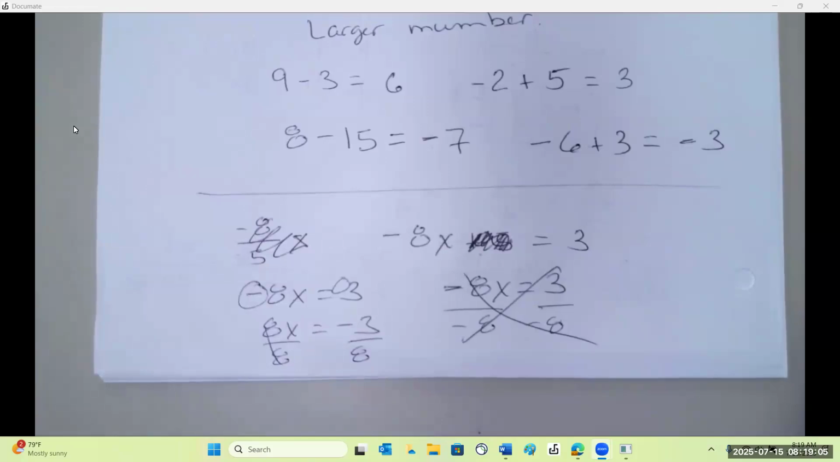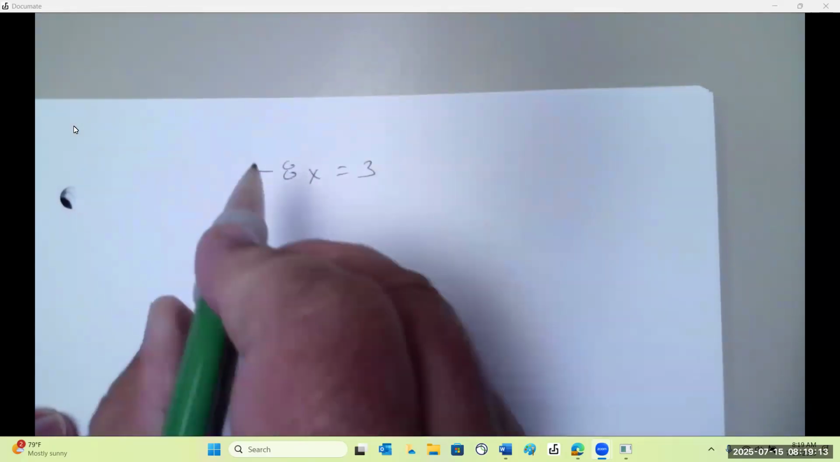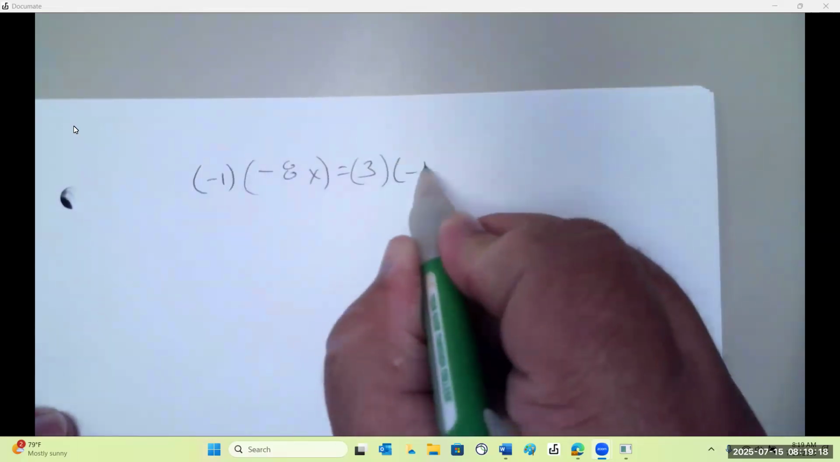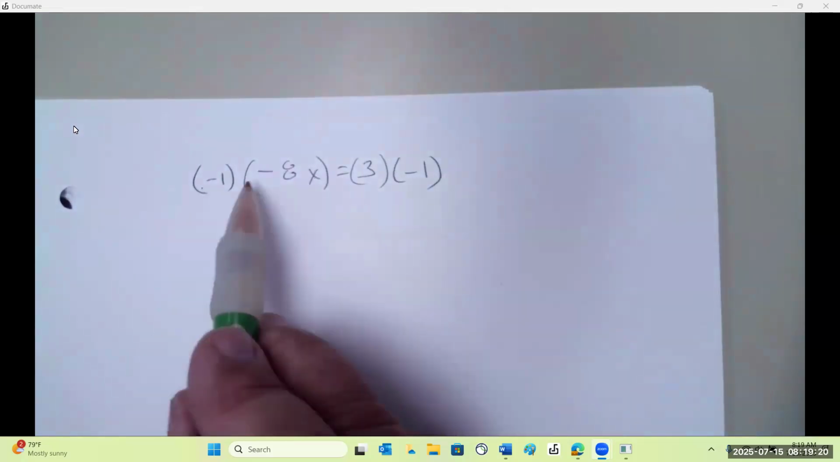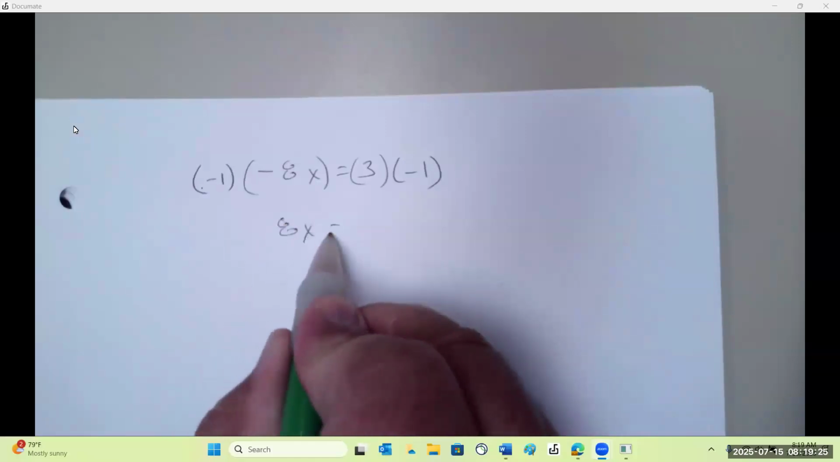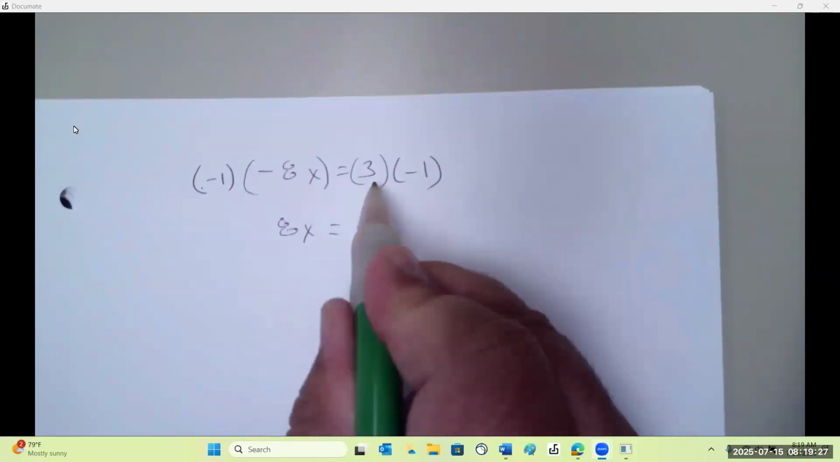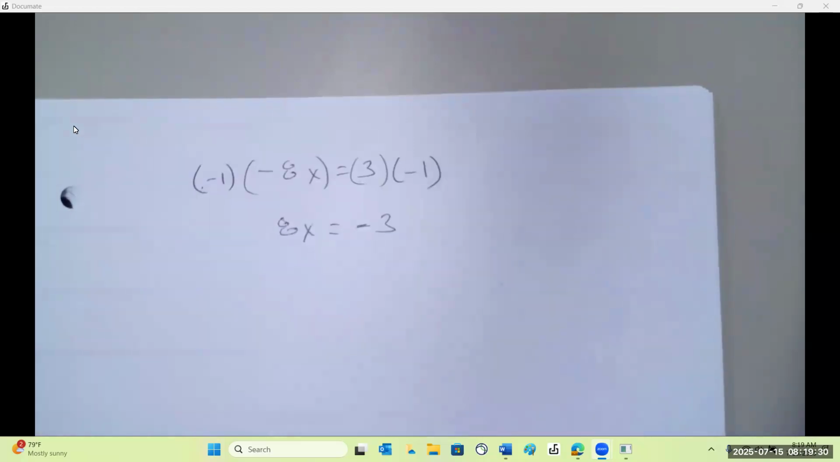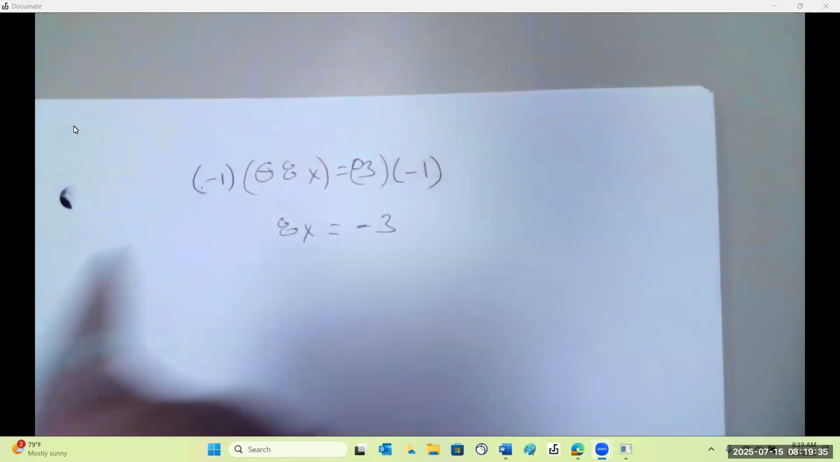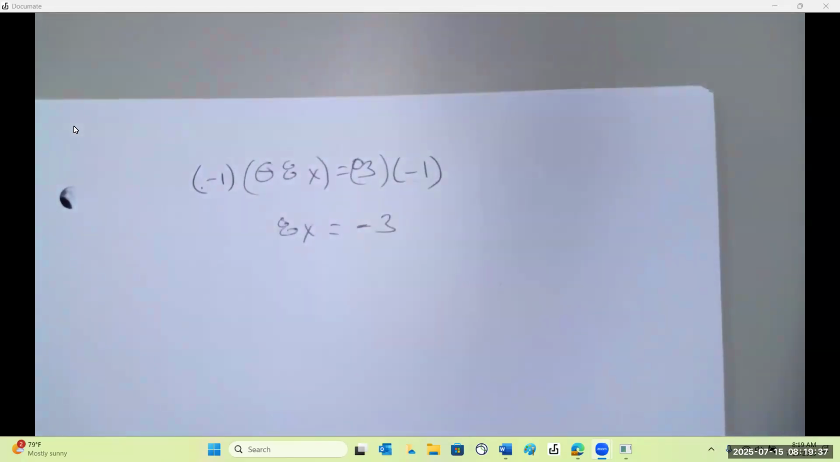Now, if you want a mathematical reason why you can do that, negative 8x equals 3. If I take both sides and multiply them by negative 1, what is negative times negative? Positive. 1 times 8, positive times negative, 3 times 1. So instead of doing all that mathematics stuff, I can just go ahead and change this one and I change that sign. Treat your signs and your numbers separately.